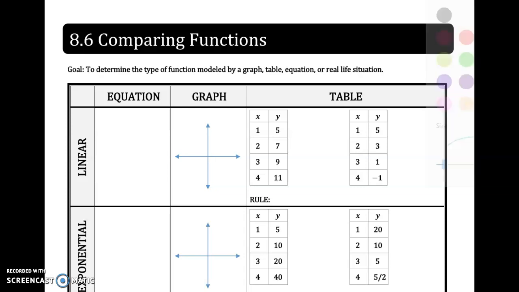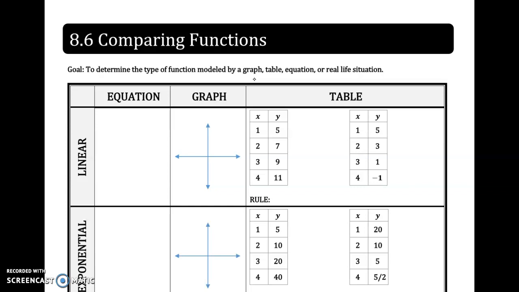All right, so today's video is on 8.6, which is comparing functions. The reason we reviewed 3.7, which was absolute value functions, and 6.3, which was exponential functions, is because our goal of today is to determine what type of function I am modeling when you are given a graph, table, equation, or real life situation. Okay.